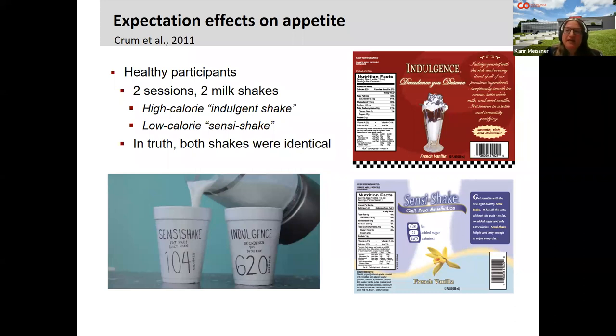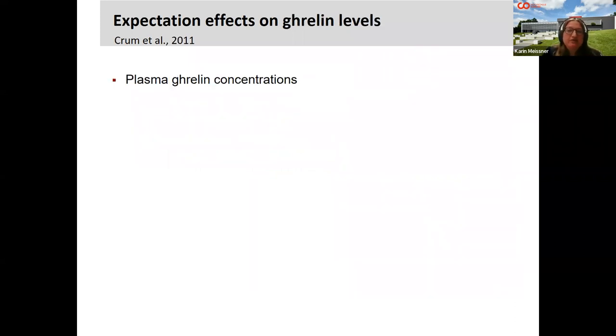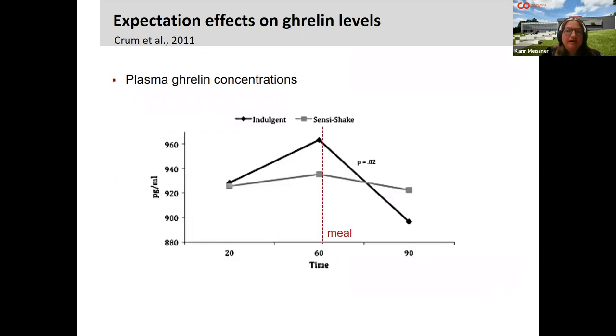And then she looked at the ghrelin concentrations in blood before and after the meal, and she could show that there was a difference between the two conditions with regard to ghrelin concentration. So ghrelin concentration increased much more in the indulgent condition compared to the sensory-shake condition. And this was also significant. So by expecting an indulgent shake, the ghrelin concentrations, which correlate with hunger feelings, went up much more as compared to the sensory-shake condition.